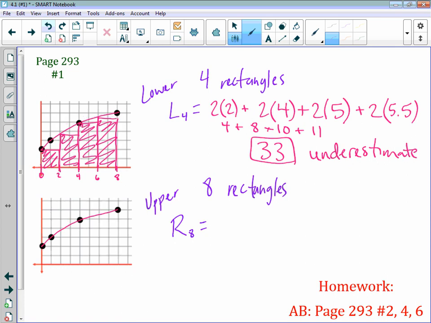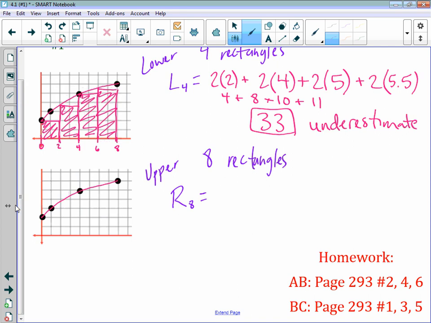Okay, so upper with 8 rectangles will be similar here, but what's our width going to be for all of these? 1, right? Or our base, if you're talking base and height, or length and width, our base is always going to be 1, where here our base was 2. So up here, if you know your base is consistent, you could have just pulled the 2 out and then found all of those heights. So it'd just be 2 plus 4 plus 5 plus 5.5. So you could have shown work like that too. It would be the same thing.